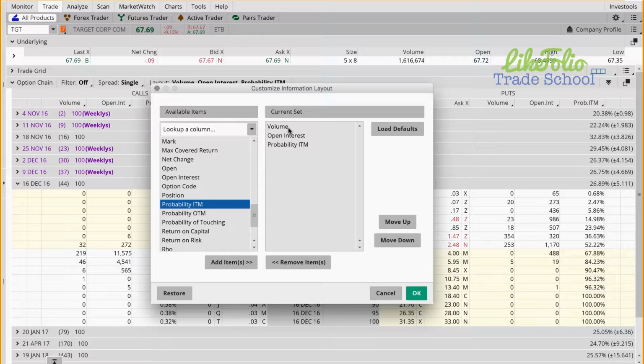I want to see liquidity, first and foremost, which volume and open interest shows me. And then I want to see the probabilities of it being in the money. Some people like out of the money, some people like touch. I prefer probability in the money.